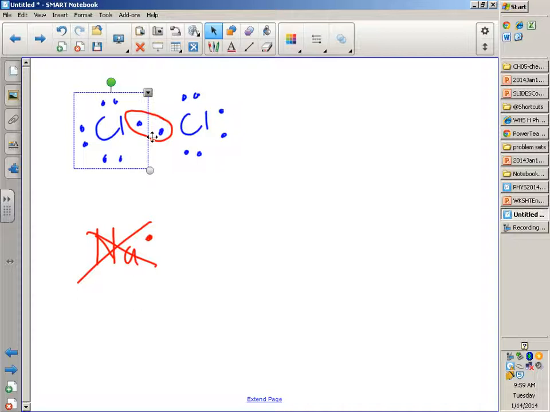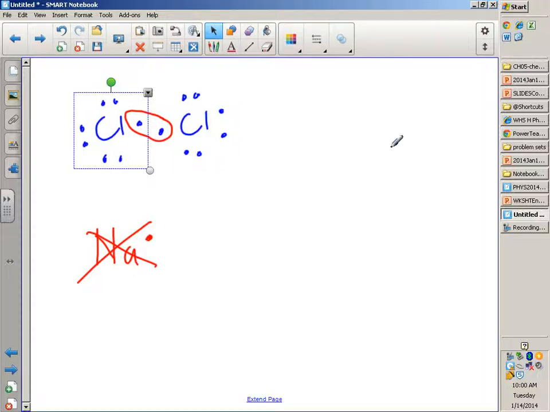Kevin, go ahead. Wait, I'm confused. Why wouldn't they just steal one from the other? Because it's a tug of war, and they're both just as strong as the other one, right? One doesn't have a greater attraction for those electrons than the other one does, especially in this case because they're both chlorine. They both want those electrons just as much. So yeah, like I said, think of it as a tug of war, and they're exactly as strong as each other, right? One won't steal the other one, but they can share them. Okay? Does that make sense?